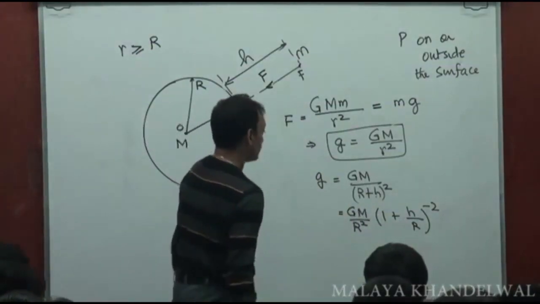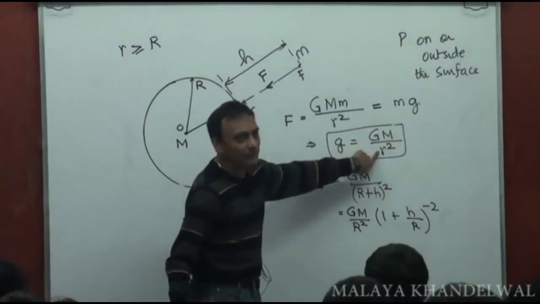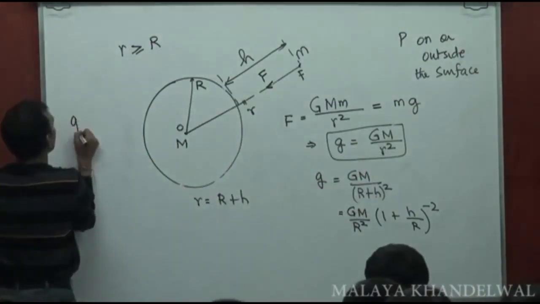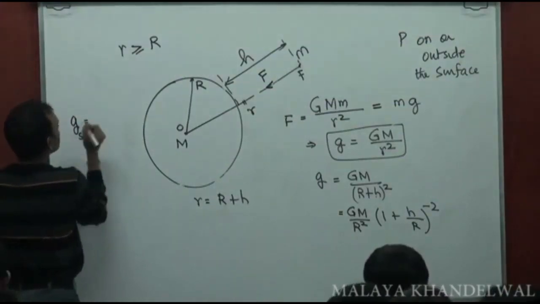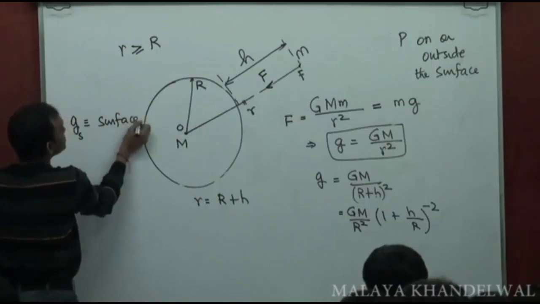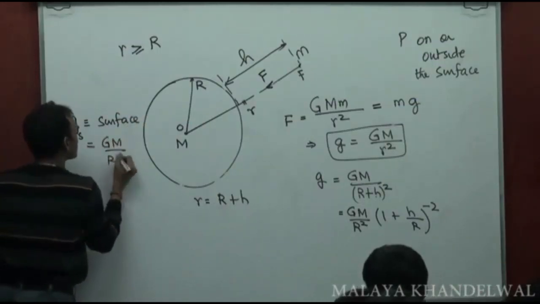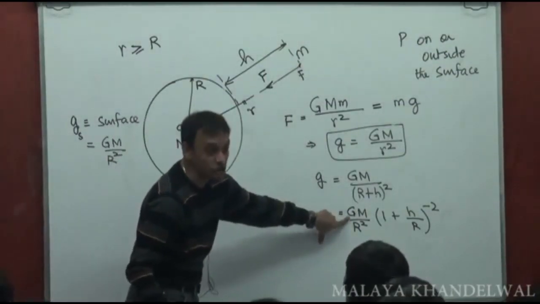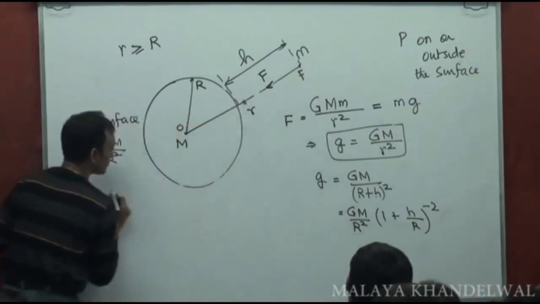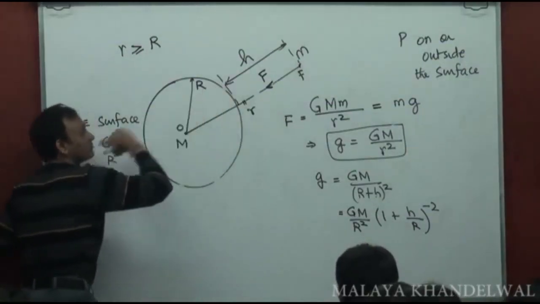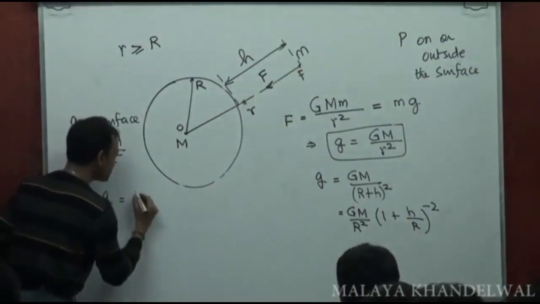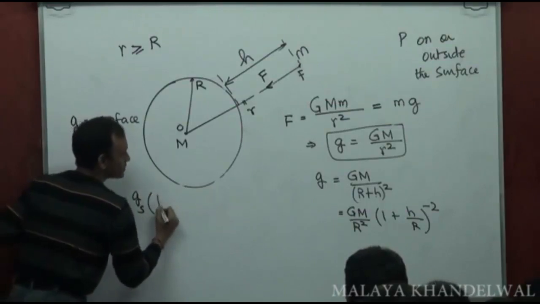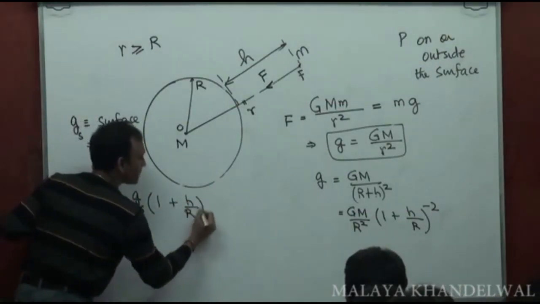But if you put small r equal to capital R, then you get the acceleration due to gravity on the surface of the Earth. So if g_s is the acceleration due to gravity on the surface, then g_s is GM by R squared. So g at a distance small r, that means at a height h above the surface of the Earth, is going to be g on the surface of the Earth into (1 plus h by R) to the power minus 2.